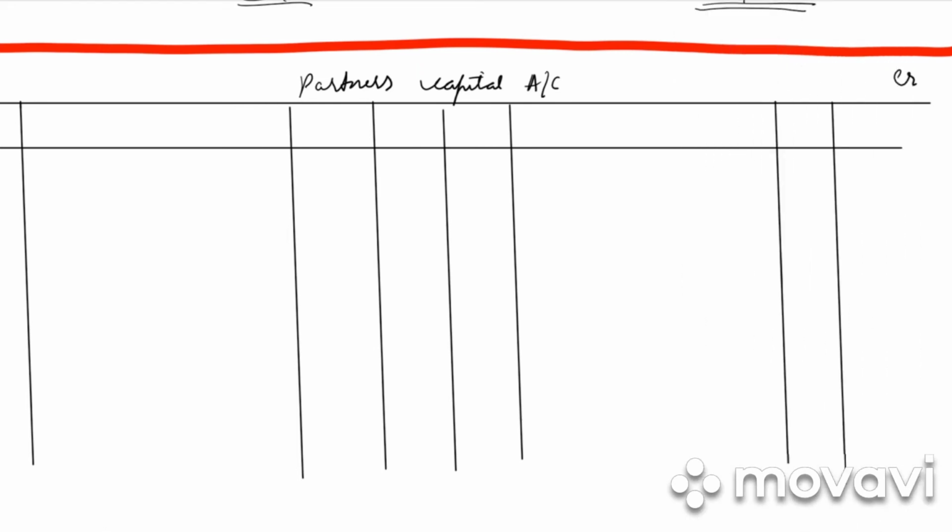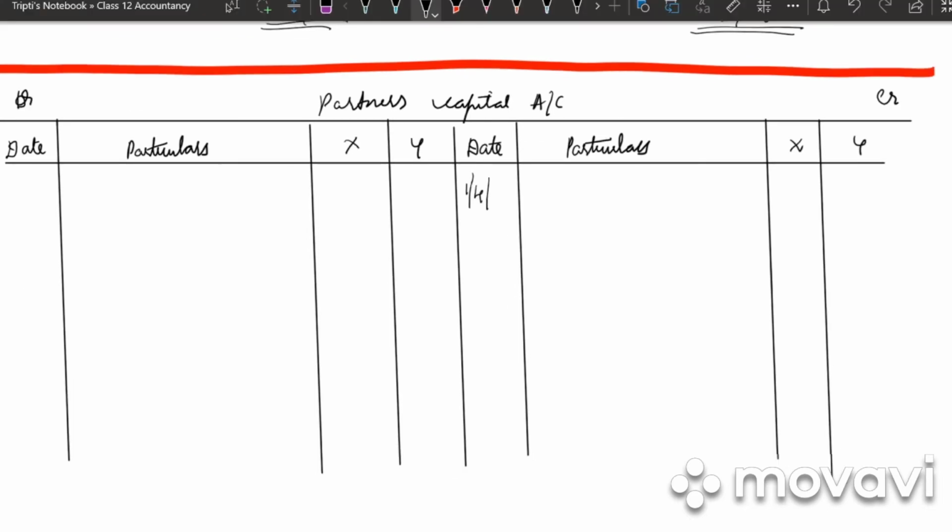So write down date, particulars, X, Y, date, particulars, X, Y. So the first step is to bring down the balance on 1/4/2017. Balance carried down. X it is 40,000, Y it is 20,000.